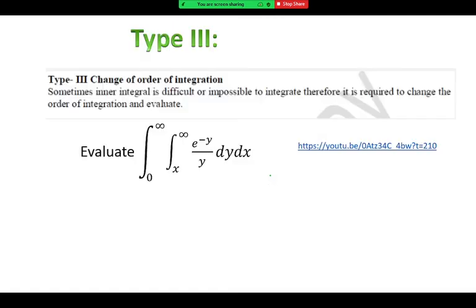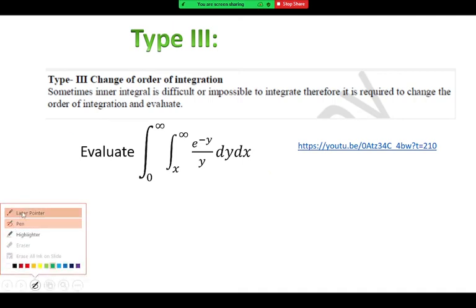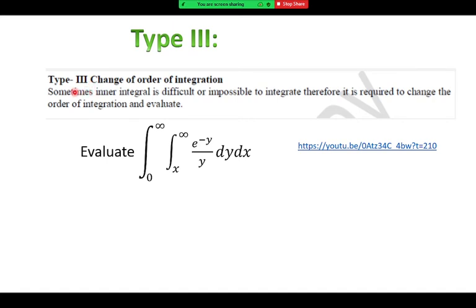We'll see the introductory part of type 3 right now. So type 3 is change of order of integration. You'll observe the heading. You can write the heading in your notebook also: type 3, change of order of integration. Remember there are a total of 5 types that we have. We are right now in the third type, change of order of integration.